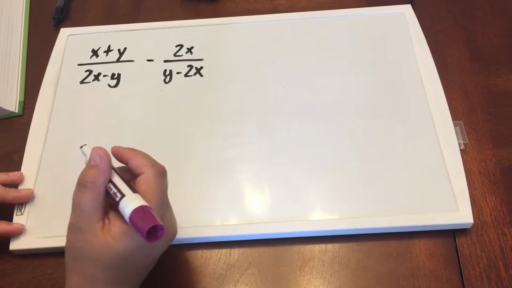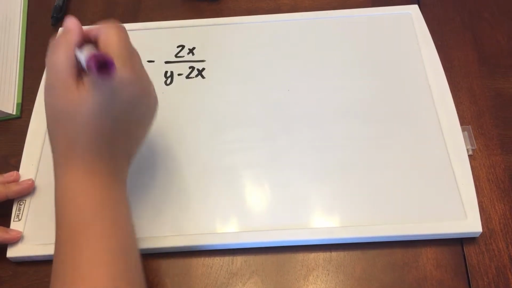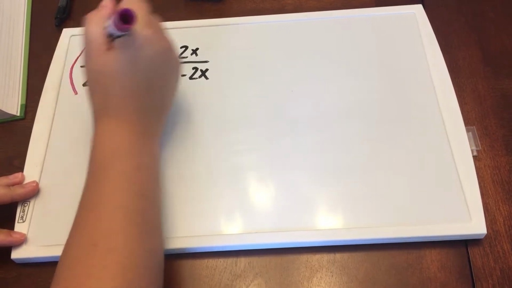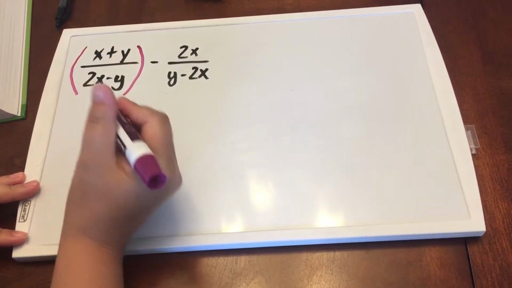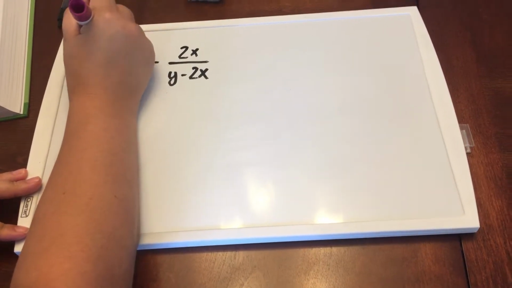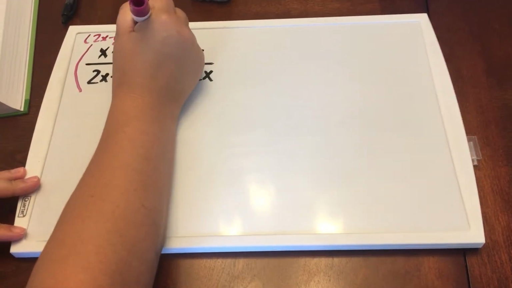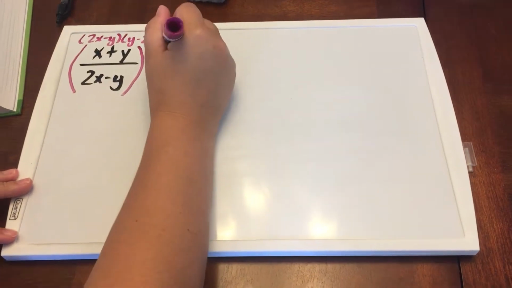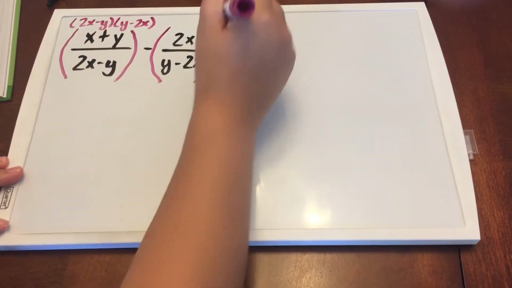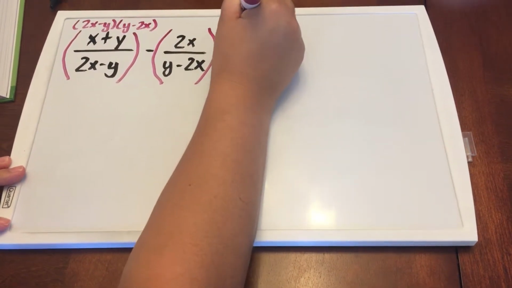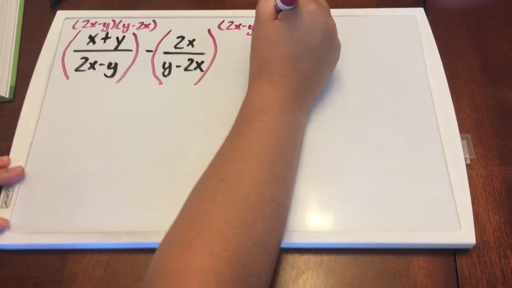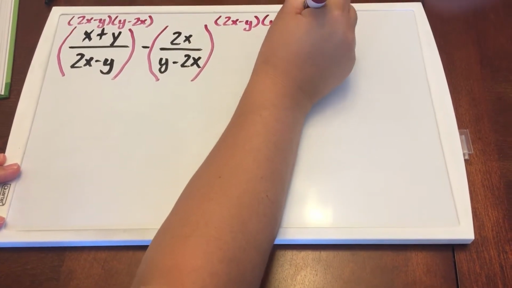So I'm going to do things a little bit differently than the way your book does. Hopefully, this will make a little bit more sense to you. So I'm going to take this fraction and I'm going to multiply it by 2x minus y and y minus 2x. I'm going to multiply by everything that I need in that denominator. And same thing here, 2x minus y and y minus 2x.